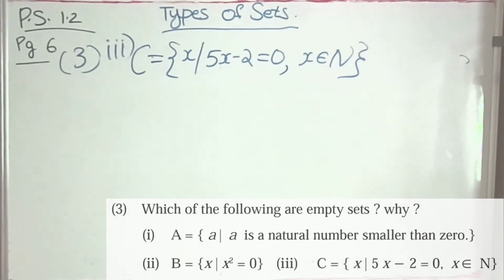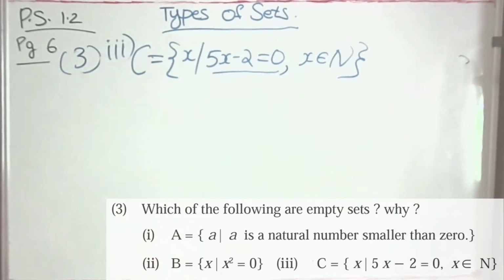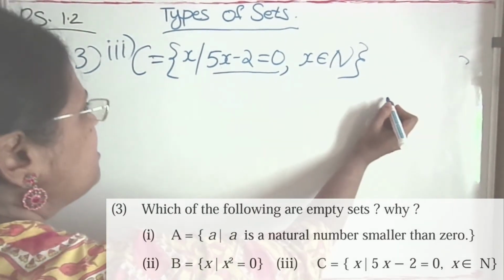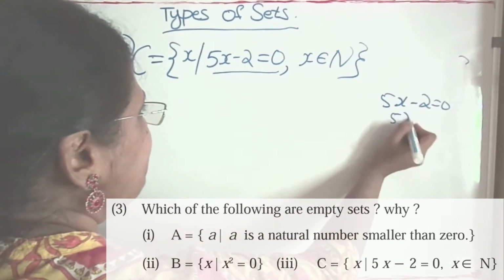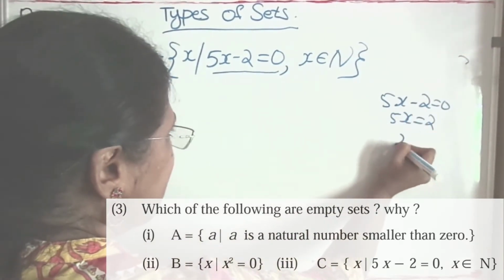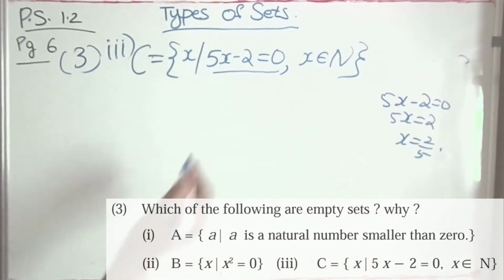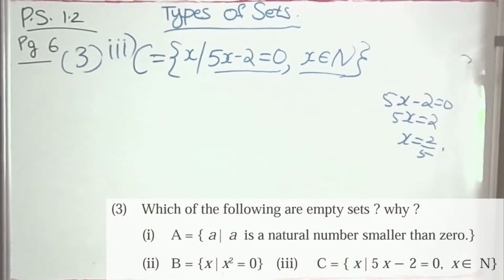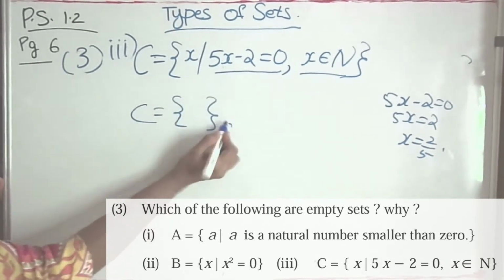Okay, now how to find out? We have already done this type of sum. Whenever there is an equation, take it to the working column and solve it. 5x minus 2 is equal to 0, 5x is equal to 2, x is equal to 2 upon 5. We get a rational number, and here they have told it's a natural number. So this 2 upon 5 cannot come in this because it's a rational number. So we can say C is an empty set.